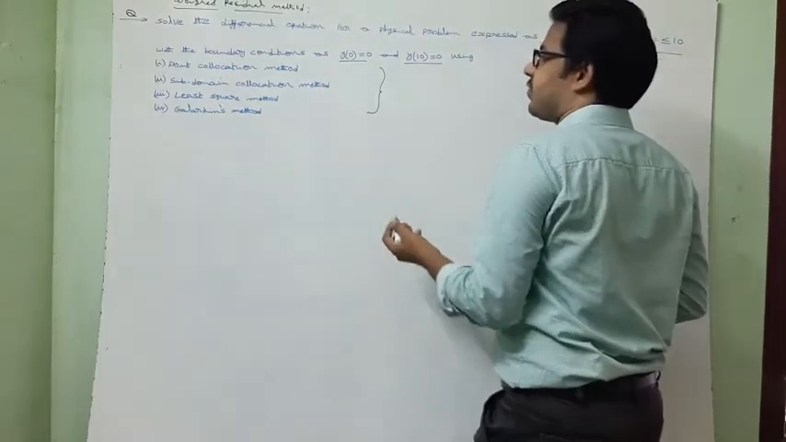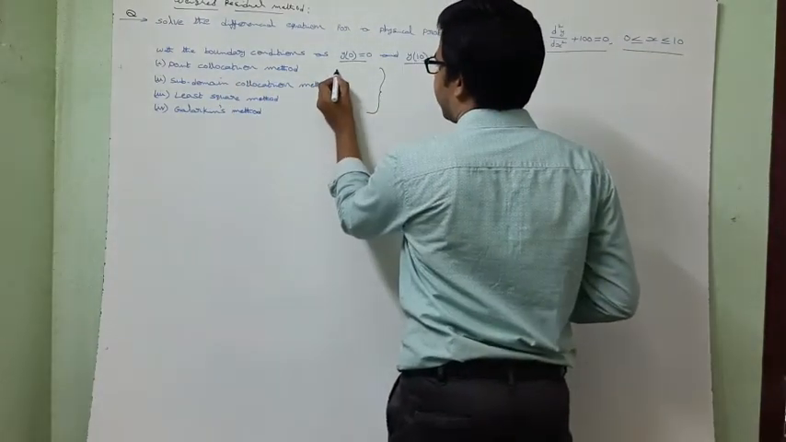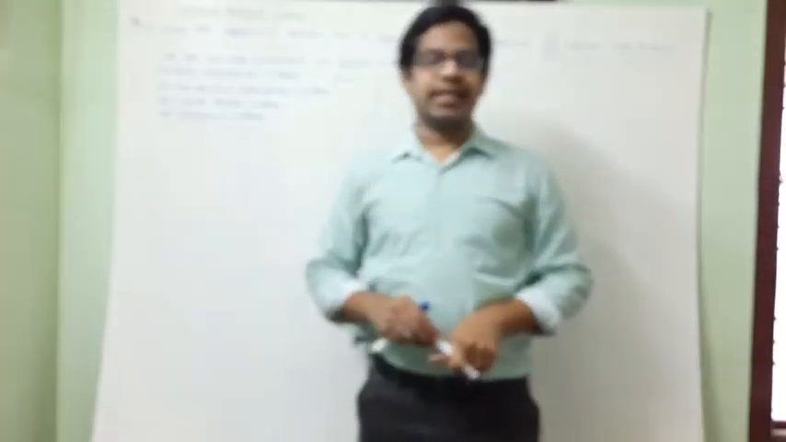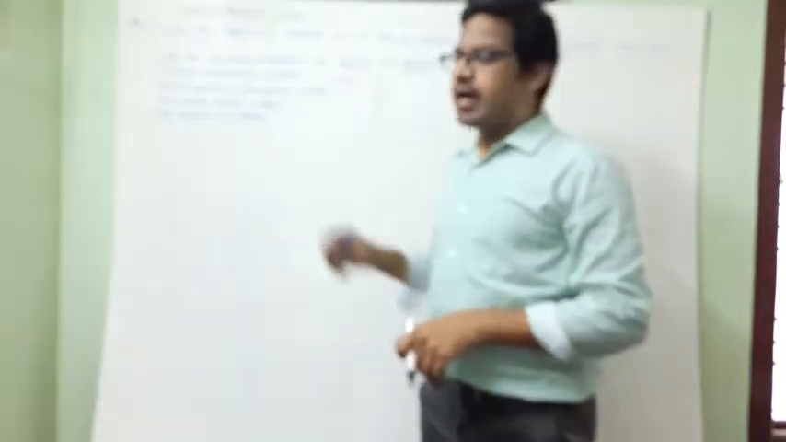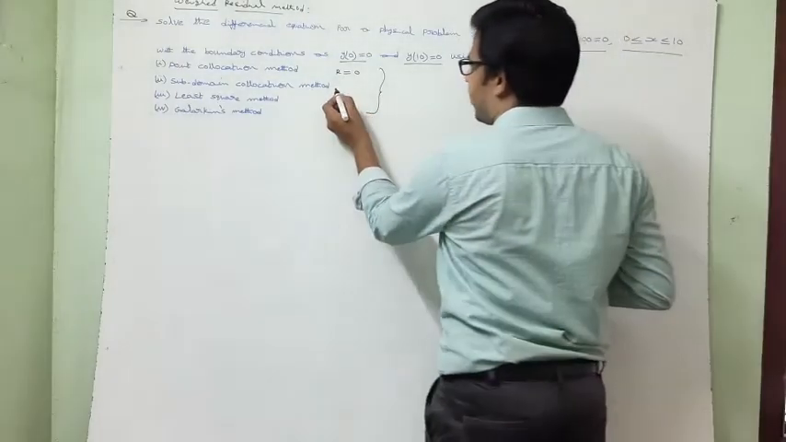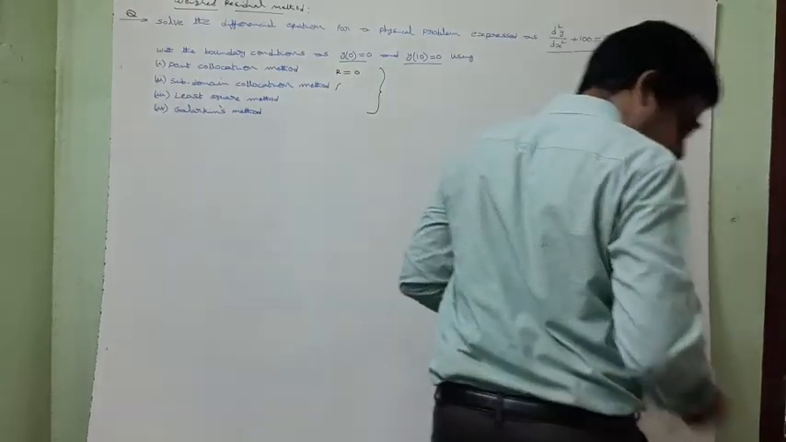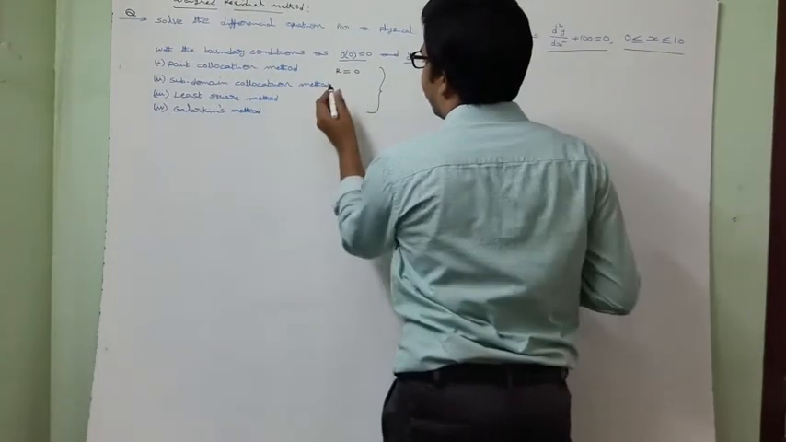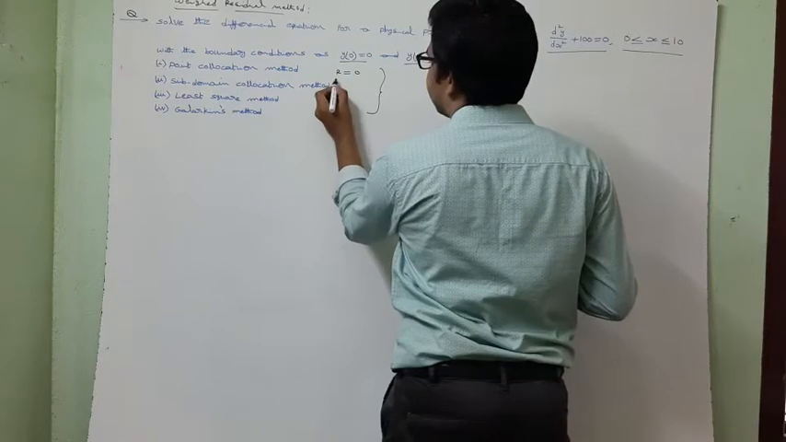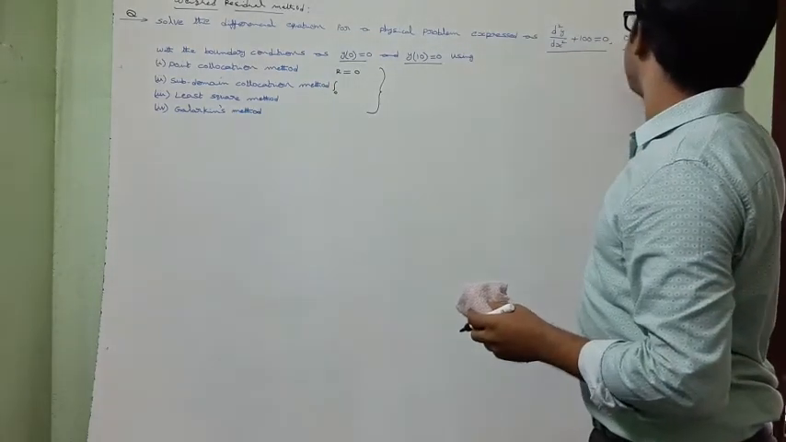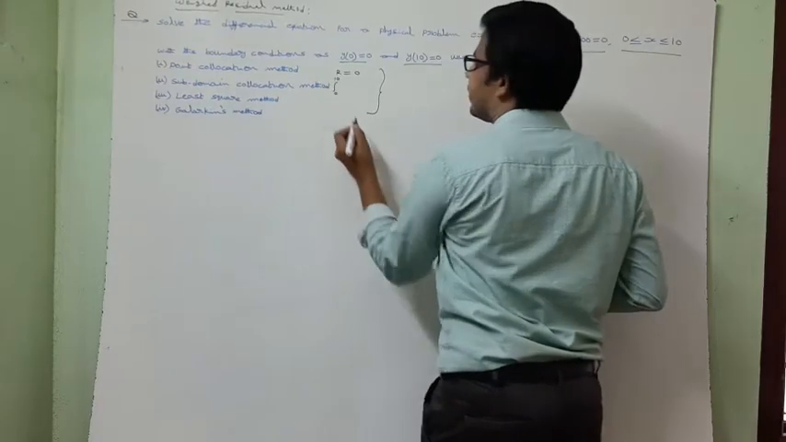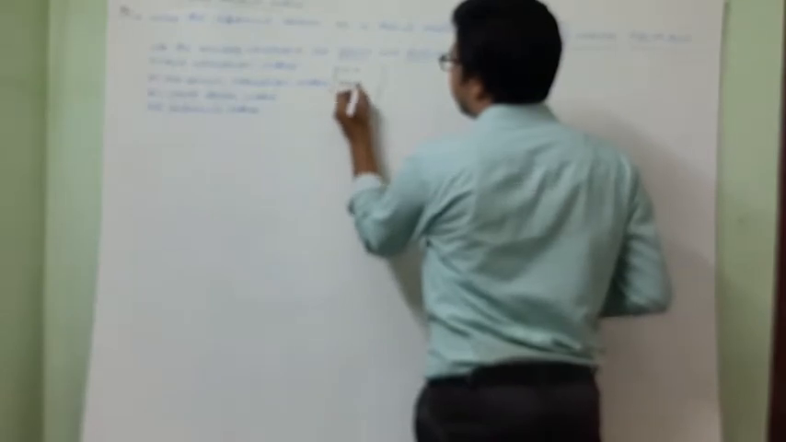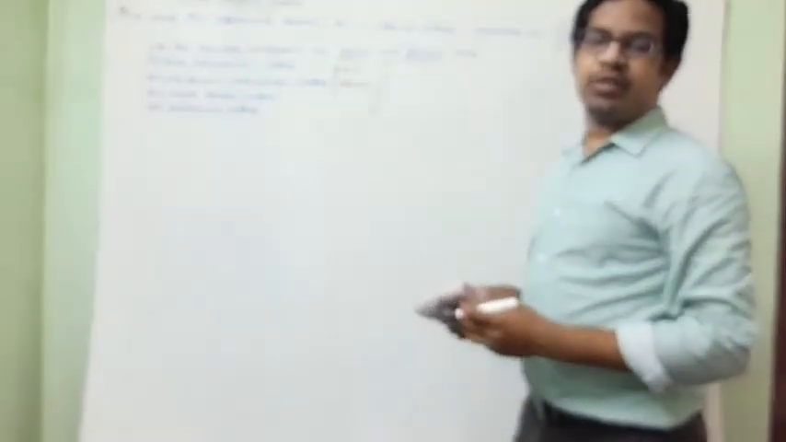So what is the first step? This is the point collocation method. We need to set the residual equal to 0, so R = 0. And the second one, subdomain: the integral from 0 to 10 of R dx is equal to 0.